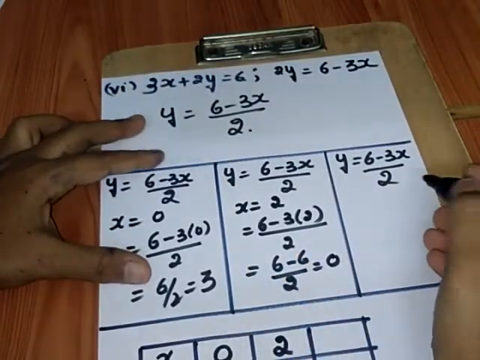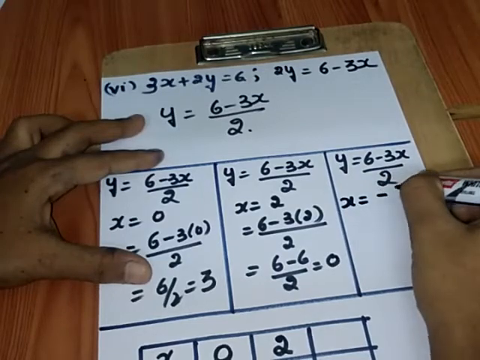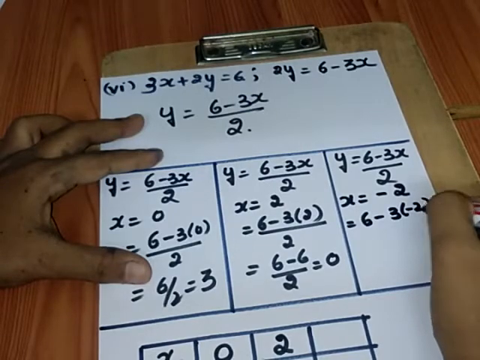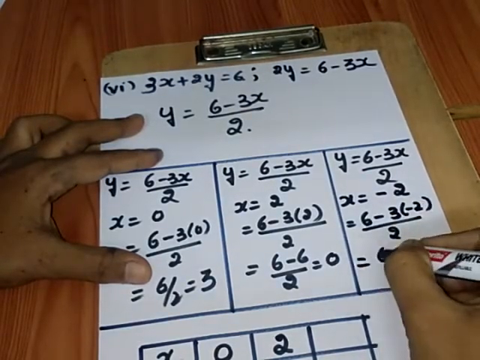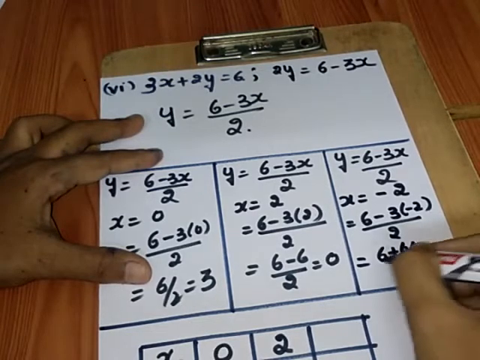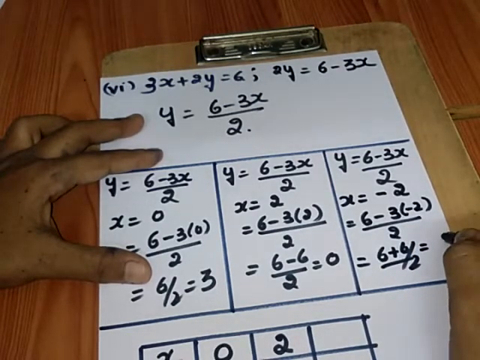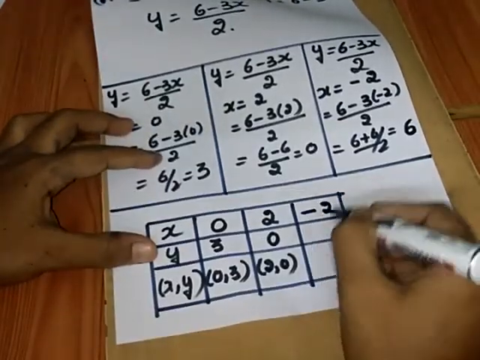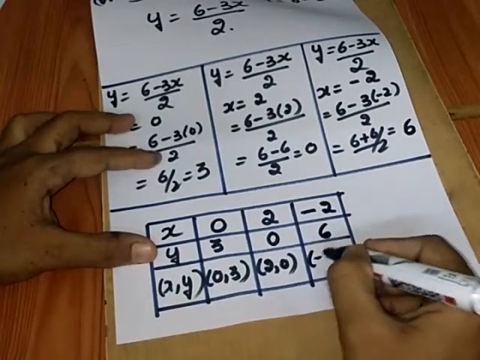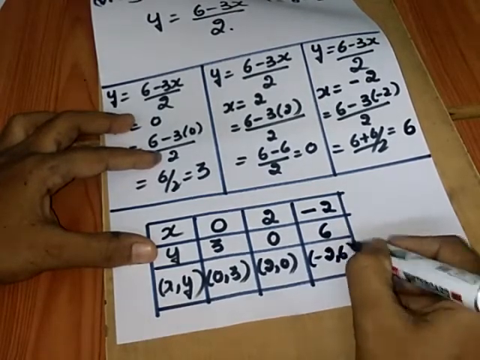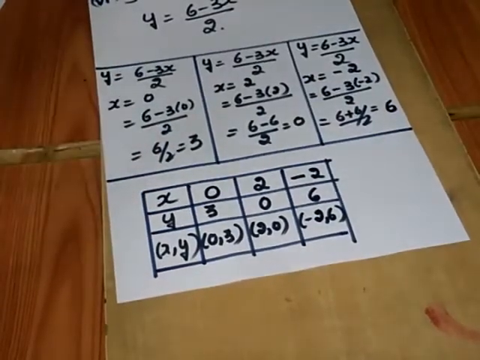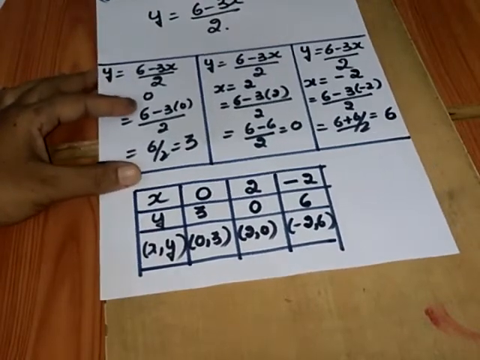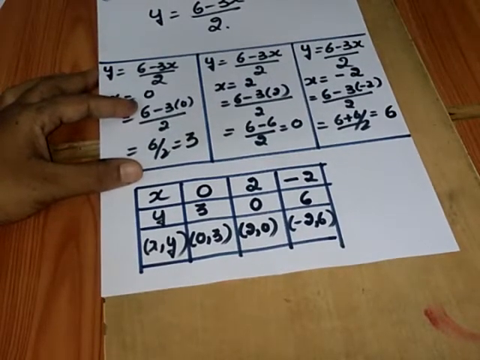Next case. Let me consider the value of x as minus 2. In this case, 6 minus 3 of minus 2 by 2, that is 6 plus 6 by 2, that is equal to 12 by 2. Hence the value of y is 6. So if x is minus 2, the value of y is 6. The point to be plotted on the graph is minus 2 comma 6. Note down, children, which are the 3 points to be plotted on the graph sheet: 0 comma 3, 2 comma 0 and minus 2 comma 6.